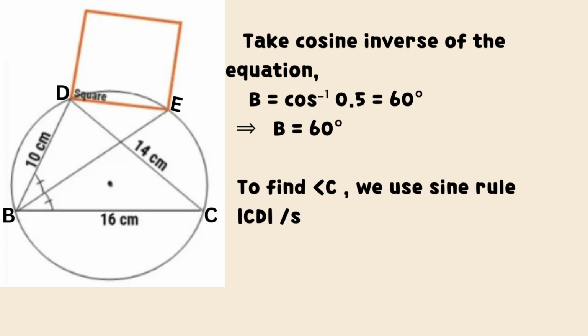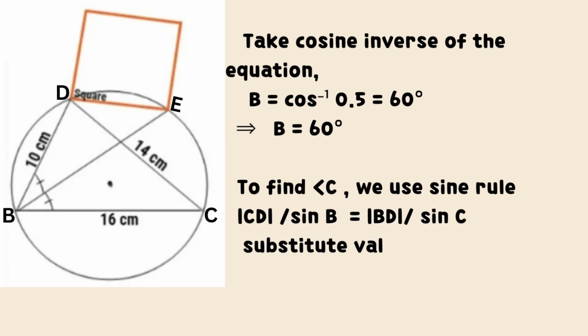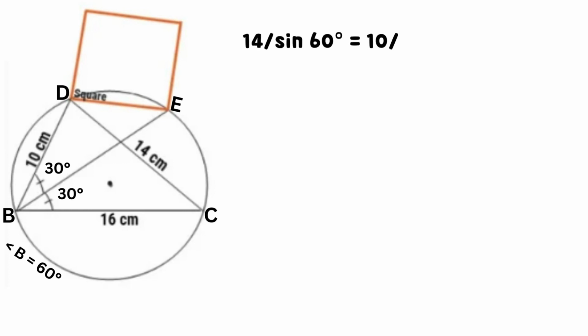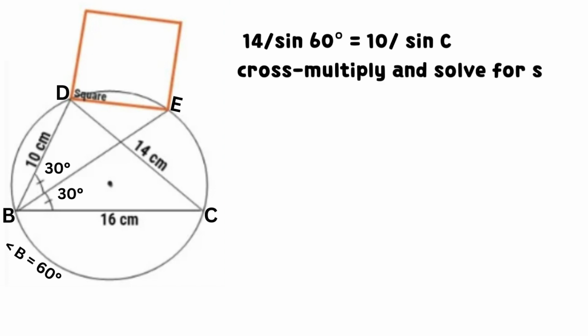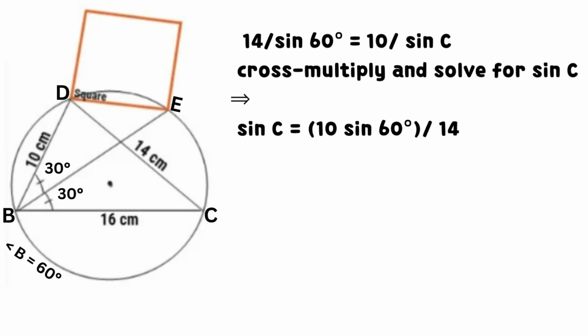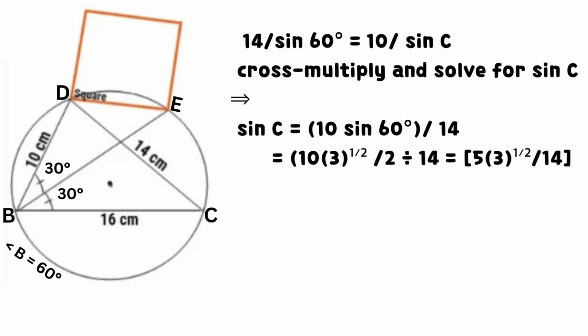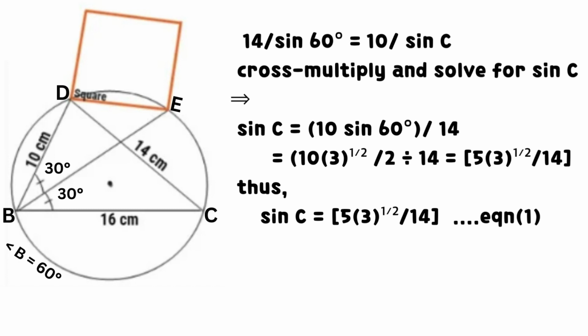To find angle C, we use sine rule: the ratio of the length of line CD to sine B equals the ratio of the length of line BD to sine C. Substitute values and we have 14 divided by sine 60 degrees equals 10 divided by sine C. Cross multiply and solve for sine C. This implies that sine C, after simplification, equals 5 times the square root of 3 divided by 14, which we call equation 1.